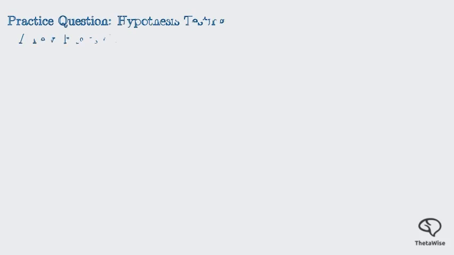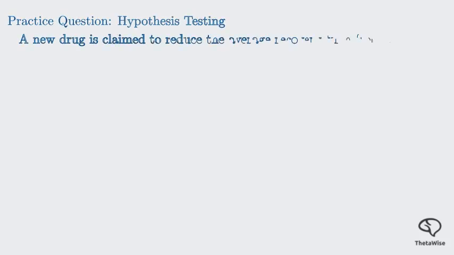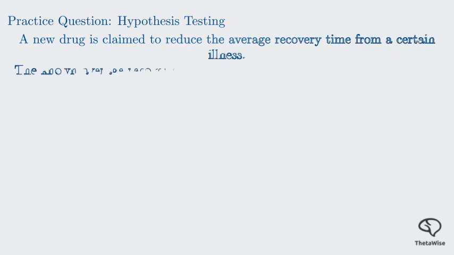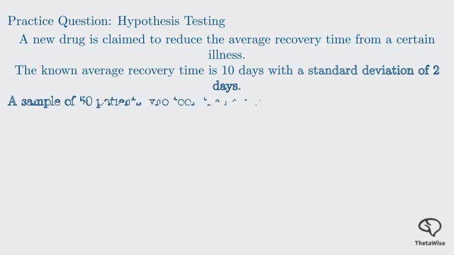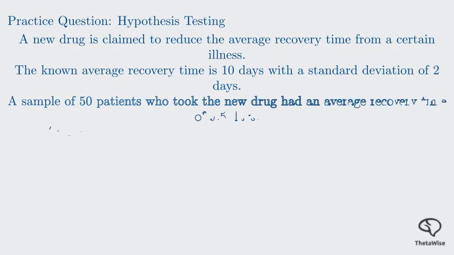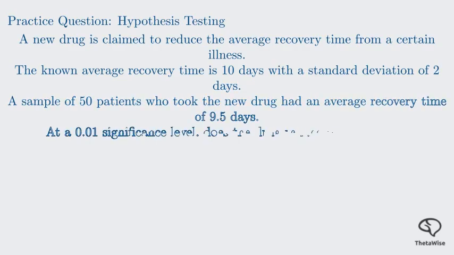To solidify your understanding, let's work through a practice question on hypothesis testing. A new drug is claimed to reduce the average recovery time from a certain illness. The known average recovery time is 10 days with a standard deviation of 2 days. A sample of 50 patients who took the new drug had an average recovery time of 9.5 days. At a 0.01 significance level, does the drug reduce recovery time?